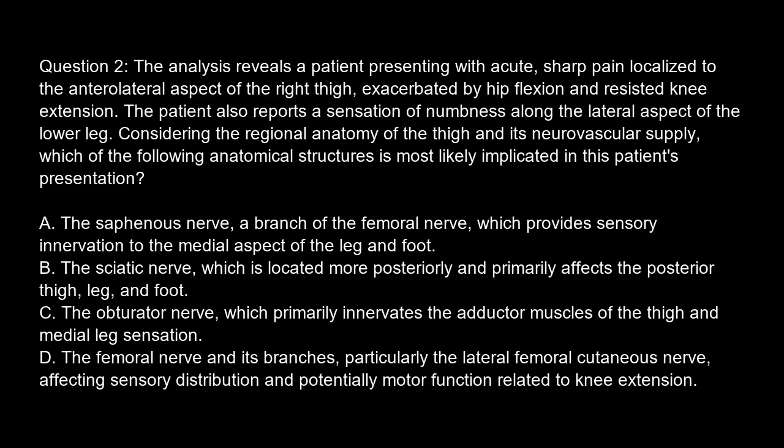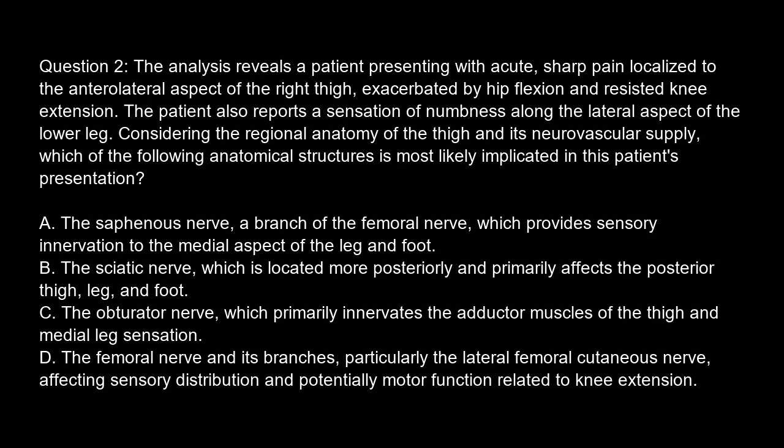Question 2. The analysis reveals a patient presenting with acute, sharp pain localized to the anterolateral aspect of the right thigh, exacerbated by hip flexion and resisted knee extension. The patient also reports a sensation of numbness along the lateral aspect of the lower leg. Considering the regional anatomy of the thigh and its neurovascular supply, which of the following anatomical structures is most likely implicated in this patient's presentation?